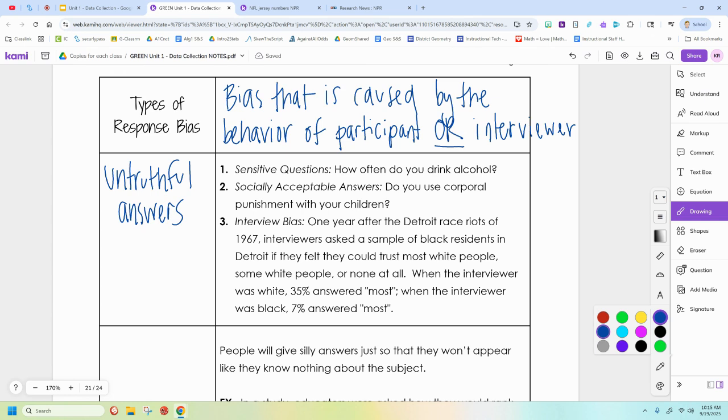Socially acceptable answers. The technical term is corporal punishment, but do you spank your children? Are people going to answer truthfully to that? Interview bias has occurred, and that can be about who the interviewer is.